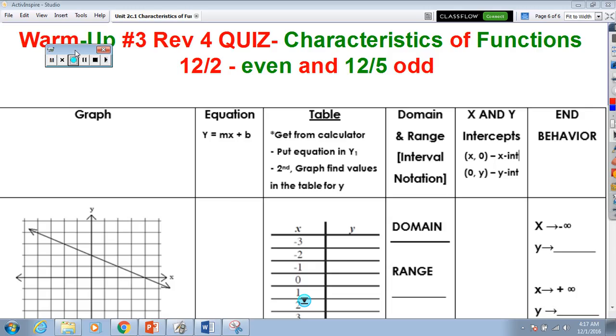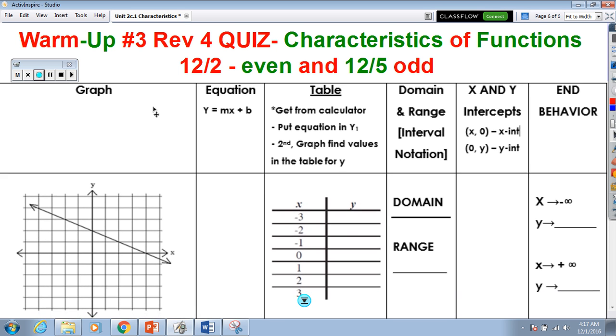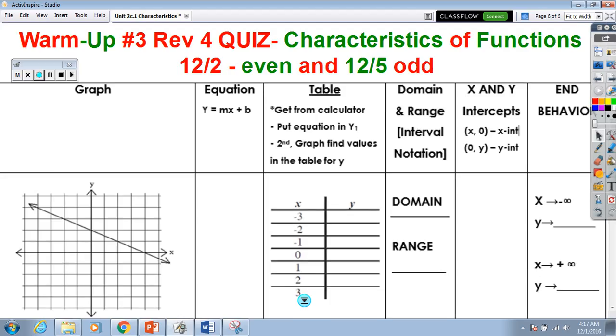Okay, good morning. Today we have our quiz on characteristics of functions. So I hope that you've been paying attention and really focusing on making sure that you understood what you were doing. This is the final review, and we're going to go through this quickly because you will have 20 minutes for your quiz, and then we have something else that we need to learn today. Okay? So, last review before the quiz.